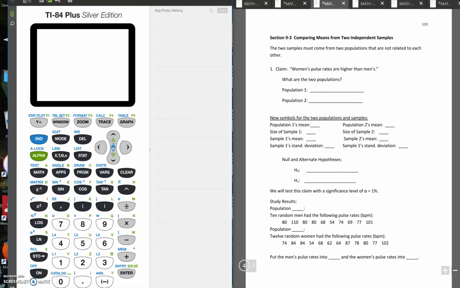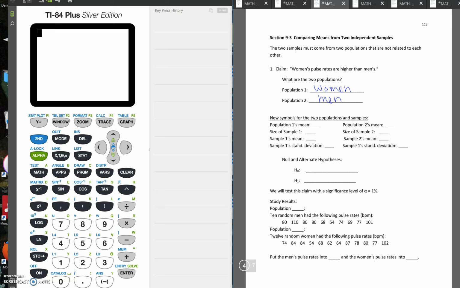Now we're going to talk about how to do hypothesis testing with two samples when we're comparing means. This is from your textbook section 9.3, comparing means from two independent samples. The claim that we're going to look at in this example is that women's pulse rates are higher than men's. So we have two different populations, women and men. We're going to label women population 1 and men population 2.